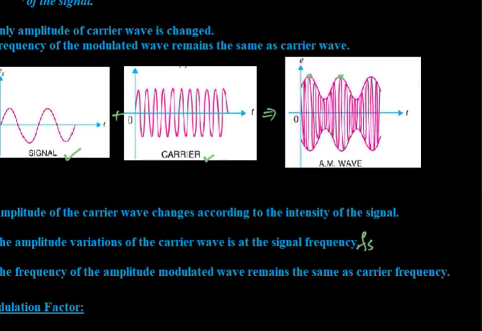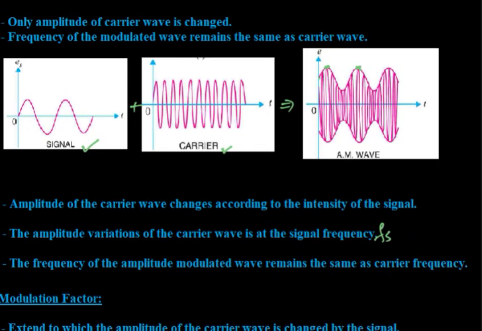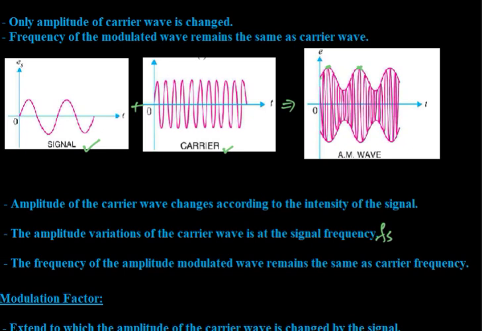Also, if we consider the frequency of the amplitude modulated wave, then it will be same as that of the carrier frequency, so that we can represent it by Fc. So the frequency of the amplitude modulated wave is same as that of the carrier frequency, and the amplitude variations of the carrier wave is same as that of the signal frequency. So these 3 points have to be noted in the case of an amplitude modulated wave.